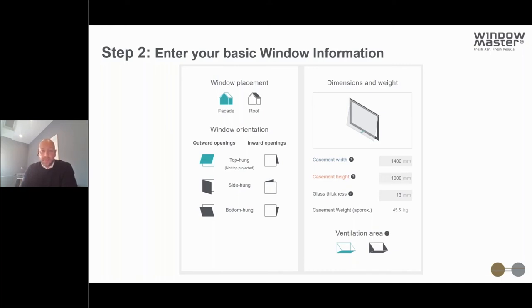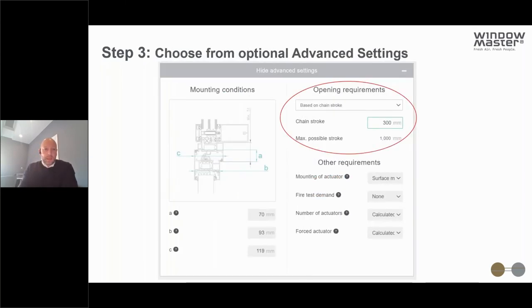And then you can select the method of ventilation area. Typically in the UK, we go with the rectangle at the throat of the window rather than using the triangles at the sides, but it depends sometimes on the project. If it's comfort ventilation, sometimes we'd include the triangles. Then you can go to the advanced settings, choose the basis on which you want to select the actuator. So that could be based on the stroke, or it could be the free area that you're looking to achieve.